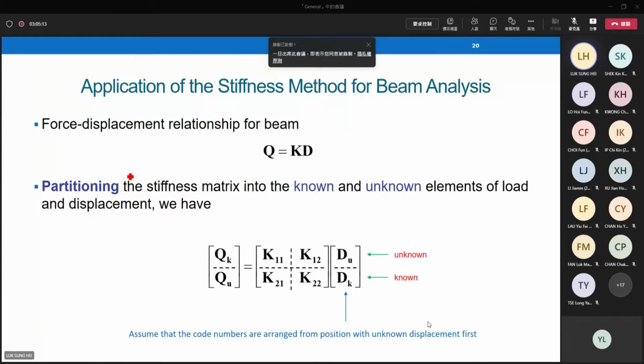Suppose you have successfully formulated the force-displacement relationship. You can conduct a matrix partitioning to find out which part is useful, which part is useless, find out the unknown displacement, and then find out the unknown reactions. Okay, same procedures. Here I'm not going to repeat too many times. You have to try your best to find out QK, DK, construct the matrix, find out K1, K2, K11, K12, and so on. Solve for DU and QU. Right. Same things, just like truss.